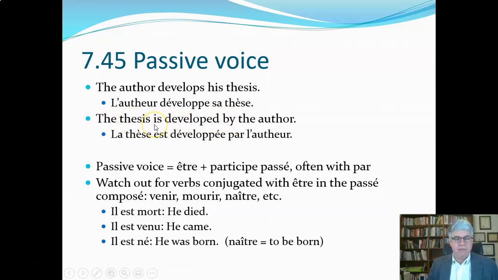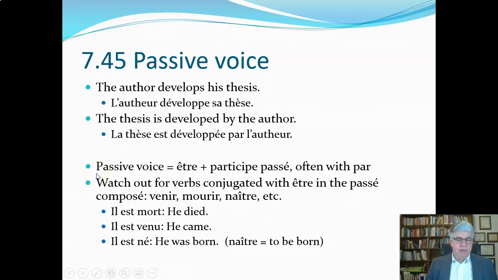This is a passive voice, having this verb to be there as a helping verb followed by the past participle. And very conveniently, it's the same form in French. La thèse est développée par l'auteur. The thesis is developed by the author. And so we have être followed by the past participle. Now the past participle, since it's following être, will agree in gender and number with the subject. So that's why we have an E there, because la thèse is feminine.